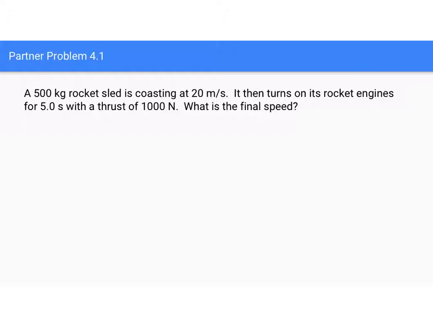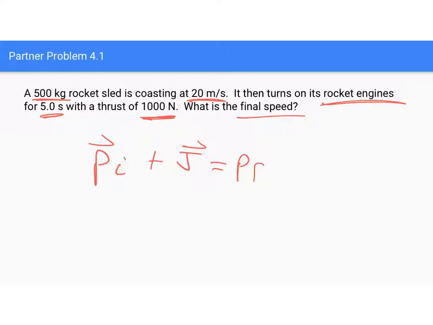Here's a partner problem, of course, that we'll do in class. We have a mass that's going at some velocity, and it's got rocket engines, which thrust a force exerted over time. And we're wondering, what is the final speed? So, like I said, we'll do this in class, but there's some initial momentum. Then there's some impulse exerted on it, and that gets it some final momentum. So we think about a force causes acceleration, and that is true. An impulse causes a change in momentum, and that is also true.